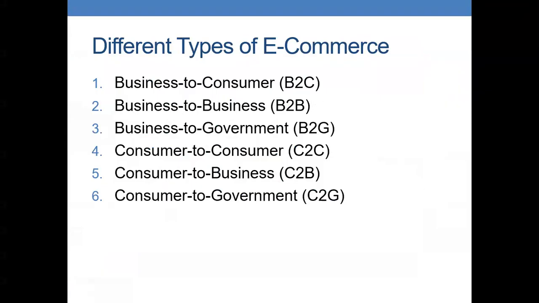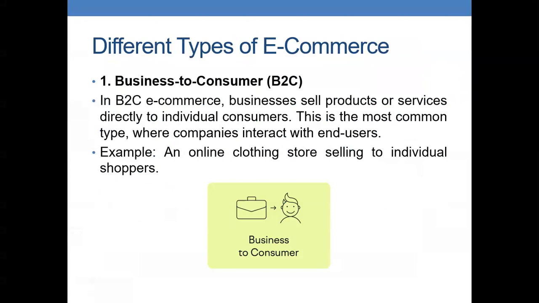See here, e-commerce is business to consumer, business to business, business to government, consumer to consumer, consumer to business, and consumer to government. These are the different types of e-commerce. I'm going to give you one by one with clear-cut examples. First and foremost, business to consumer.